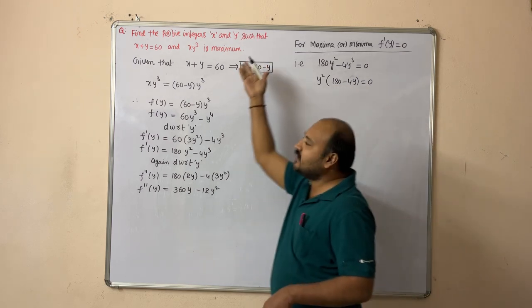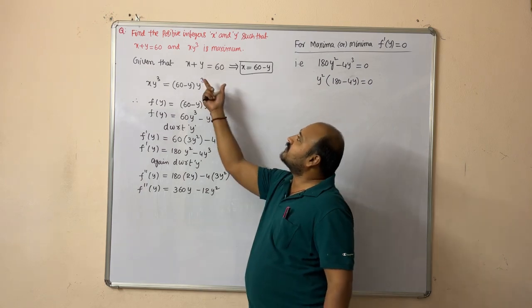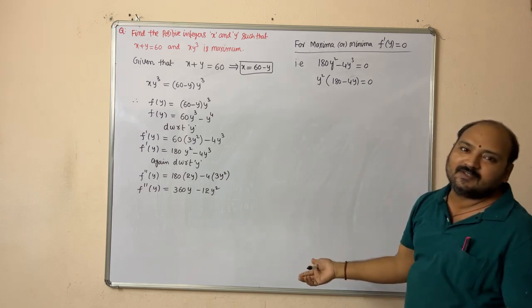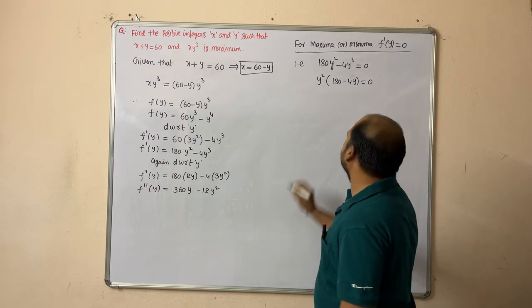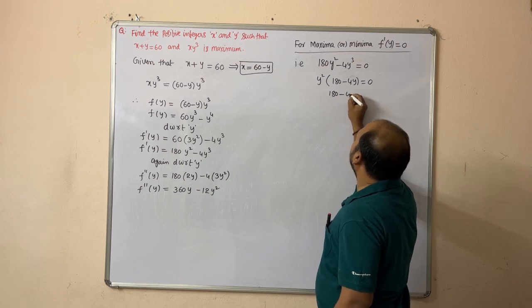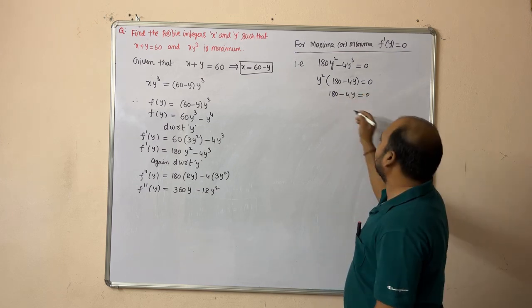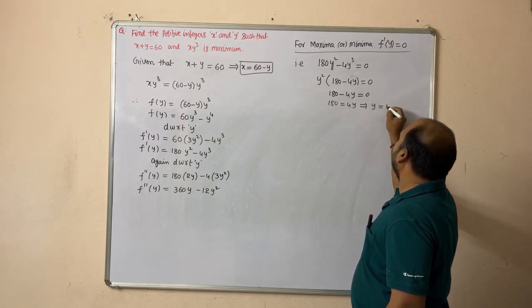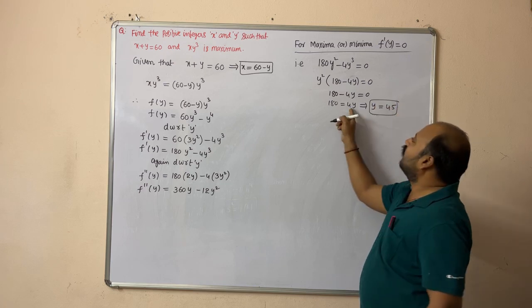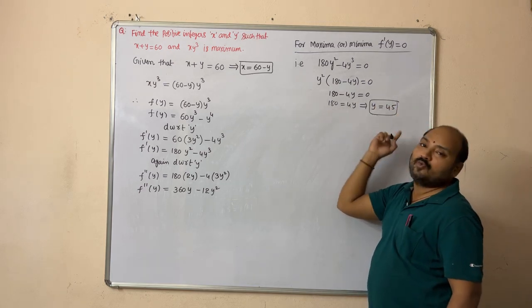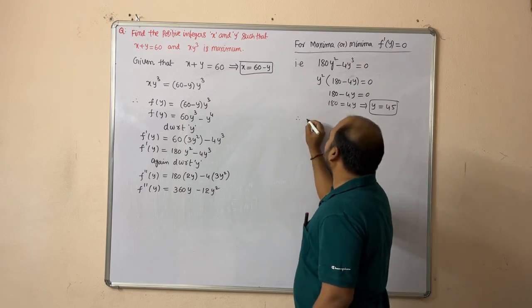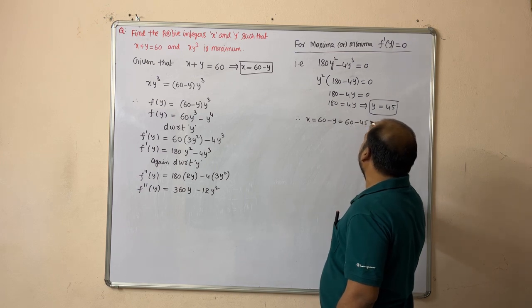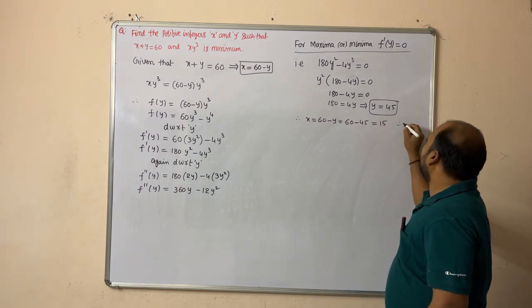Y equal to 0 is not acceptable, because the numbers are positive integers, so y equal to 0 does not belong to positive integers. So 180 minus 4y equal to 0. That gives 180 equal to 4y, which implies y is equal to 45. Therefore x is equal to 60 minus y, that is 60 minus 45, which is 15. So x is equal to 15.